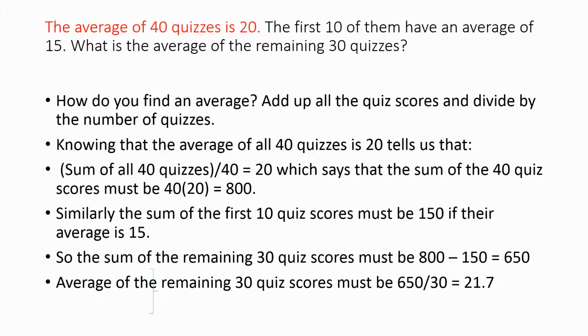In the same way, the sum of the first 10 quiz scores must be 150 if their average is 15. So for the remaining 30 quiz scores, the total must be 800 minus 150, which is 650. So take the total of 800 for all 40 quizzes and subtract the 150 from the first 10 quizzes. So there's 650 points in the remaining 30 quizzes. So the average of the remaining 30 must be 650 divided by 30, which is 21.7, and that's the answer to our easier related problem. The average of the remaining quiz scores is 21.7.